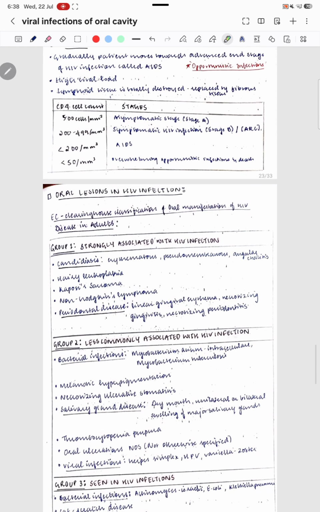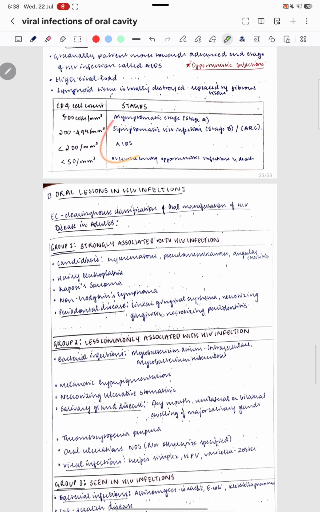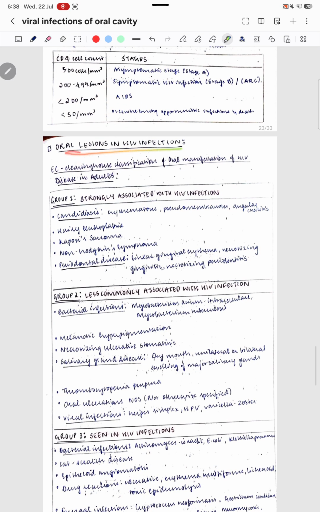Coming to this table, it is not really important, you can skip it. Coming to the oral lesions.